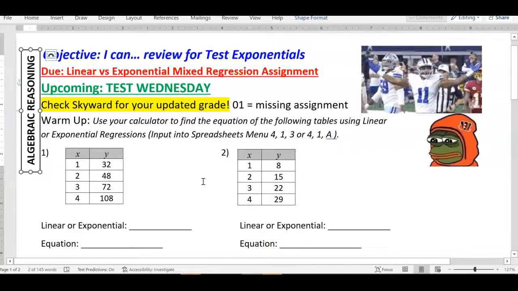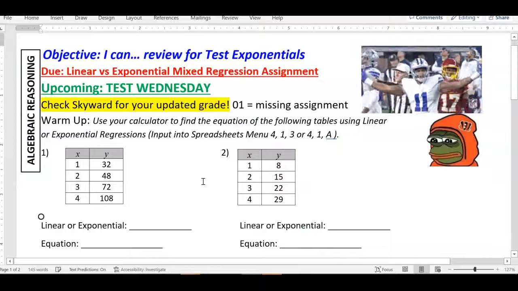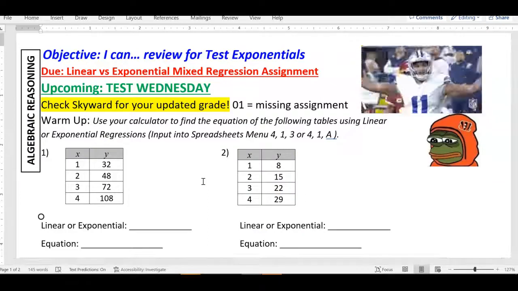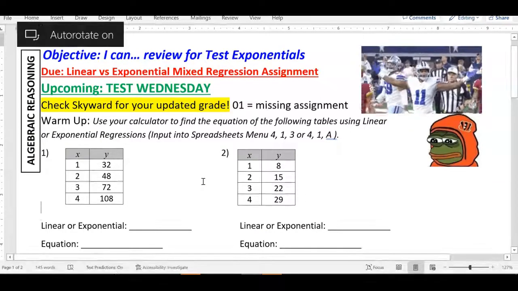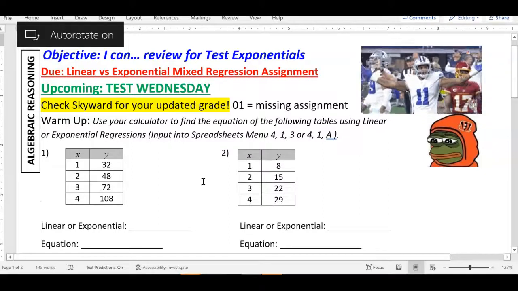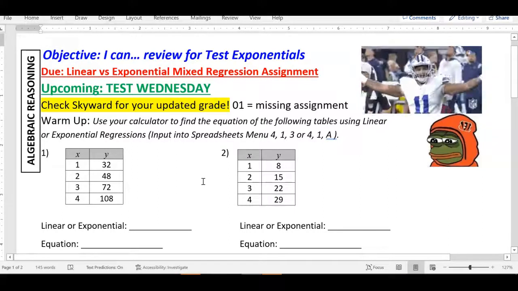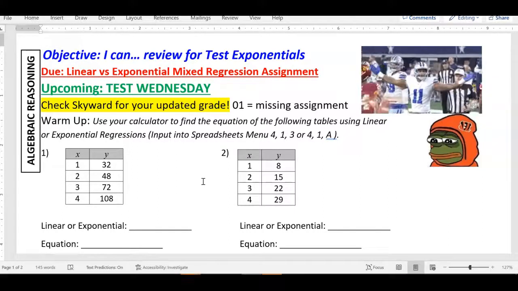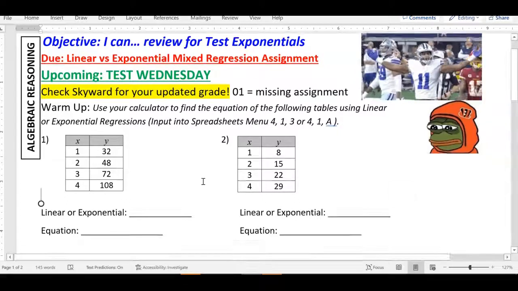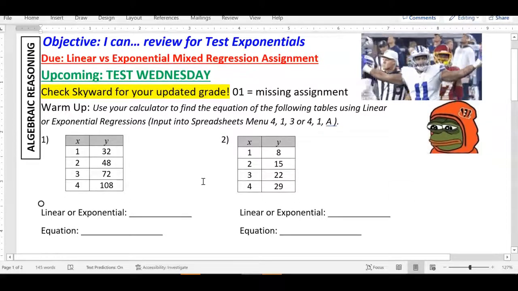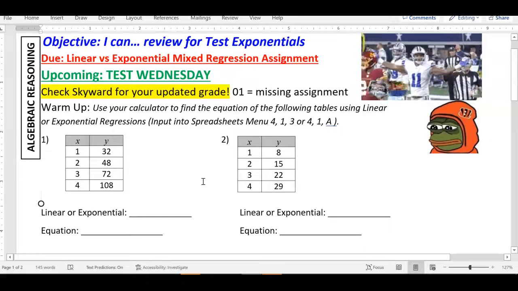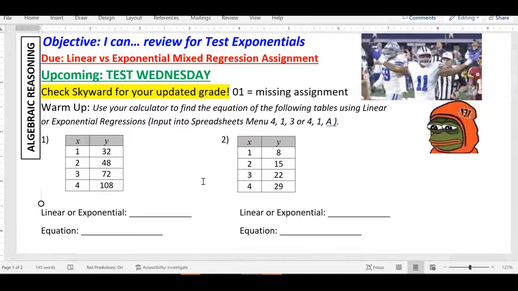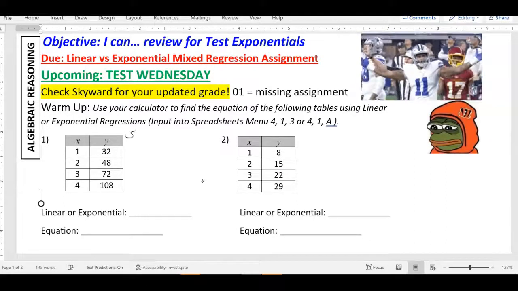Last week we did this stuff, I think on Thursday and Friday. You should know how to get the regression of a linear or an exponential function, right? So remind me, what do I do first to tell if this table is linear or exponential? Okay, subtract. See if the subtraction is the same.